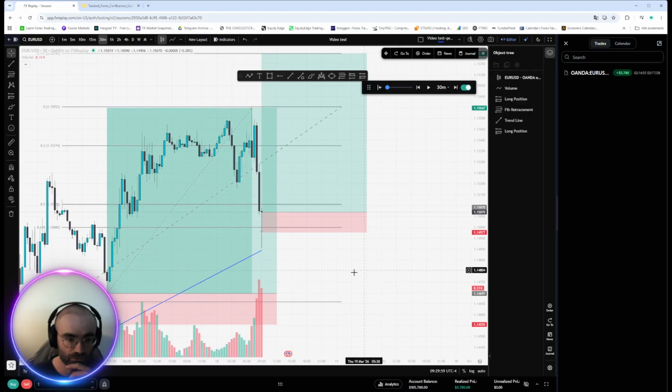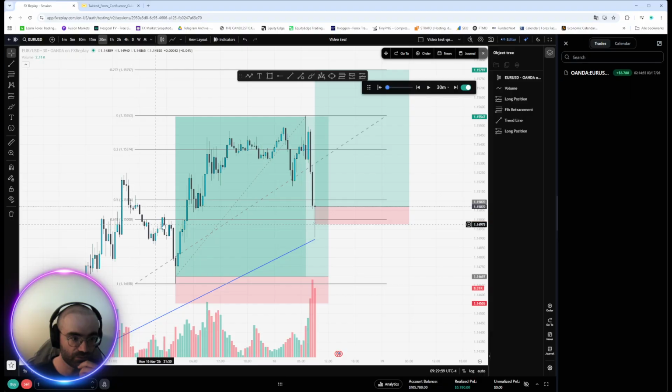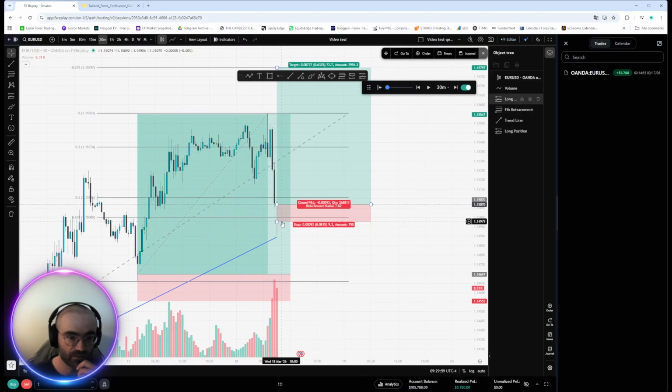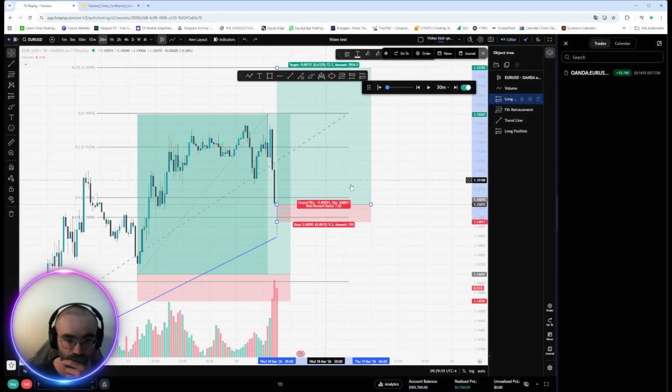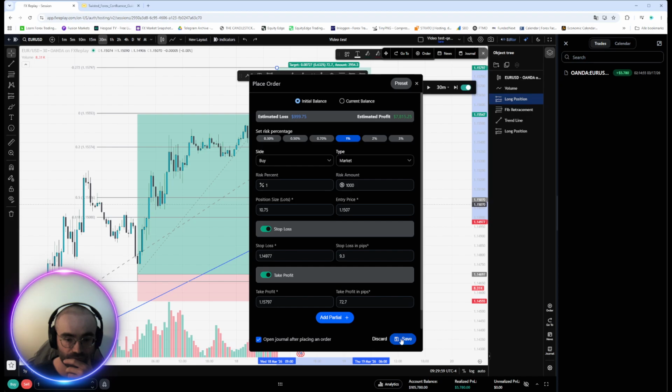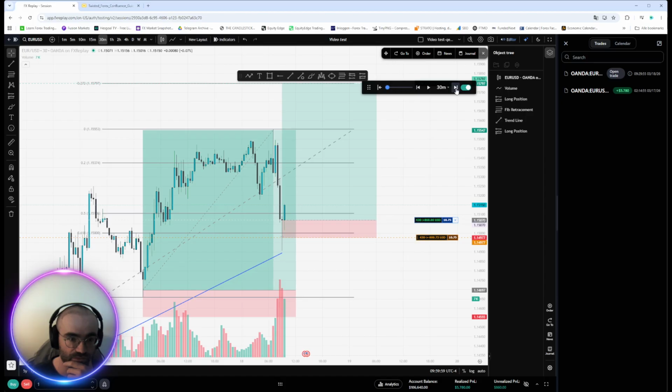Normally I prefer the stop loss to be under the wick, but right now I just have it under the 0.618, because the wick is just very big and it will take away a lot of your profits. So let's just run it like this. I don't have the highest conviction in this trade, to be honest.